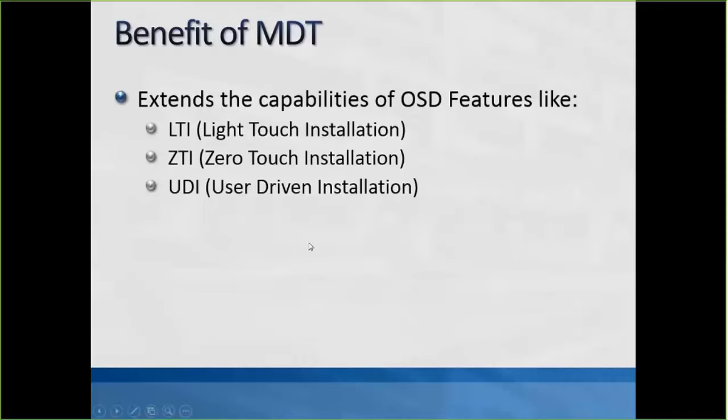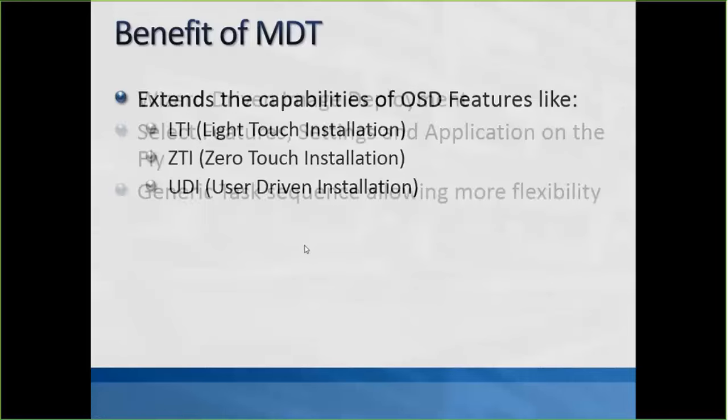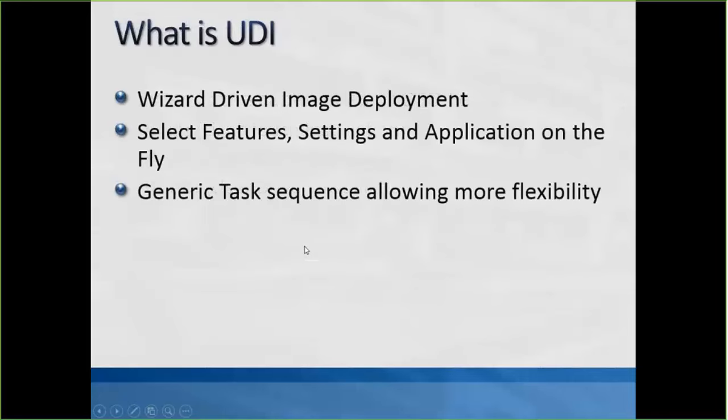So let's go with what is UDI: wizard driven image deployment, as shown on the screen. Oh, okay, and the answer is, oh yeah, now everyone reads that. This is UDI. So wizard driven image deployment is what UDI is. You can select features, settings, and applications on the fly with UDI and generate a task sequence, allowing more flexibility. We're going to do all these to understand them, but mainly it's wizard driven image deployment.